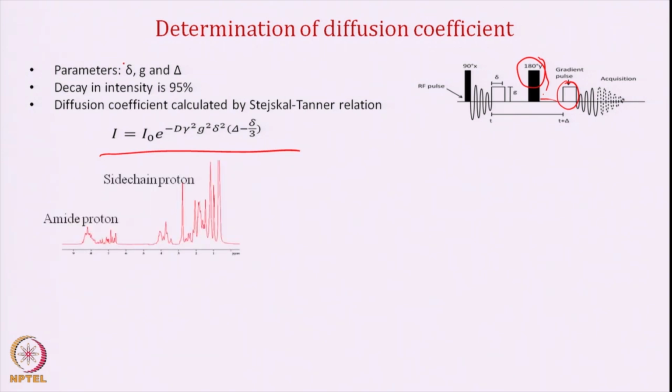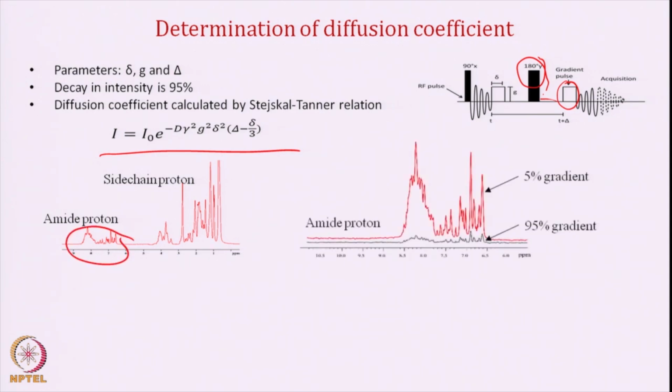So, now let us see how experimental data comes. Here, suppose I take a proton spectrum for a protein. We know that this is the amide proton, this is the side chain proton. We record 2 experiments just to see how much signal has decayed. If we start with a 5% gradient, we have high intensity, and if we apply 95% gradient, the intensity has decreased drastically for the amide proton. So, that means my parameters seem to be okay.